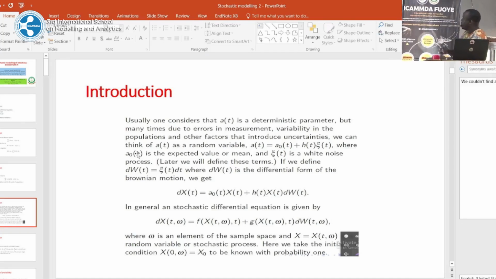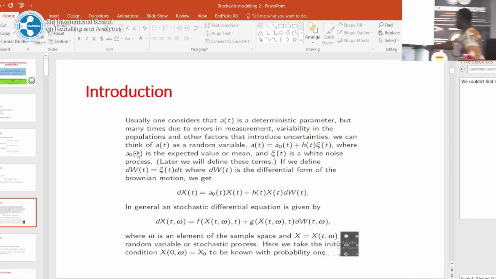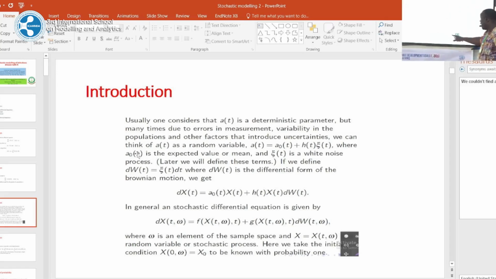an element of the sample space, and x is a random variable or stochastic process. Here we take the initial condition to be x naught comma omega, that means t is 0. That's why x of t comma omega, with t equal to 0, is x naught, known with probability 1.